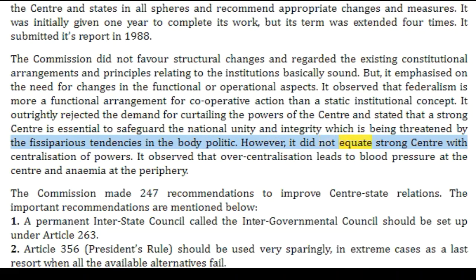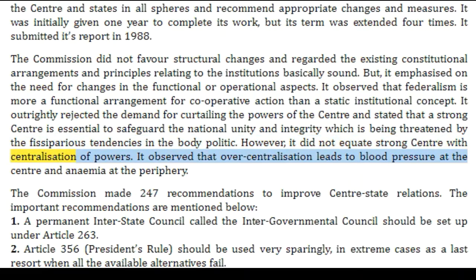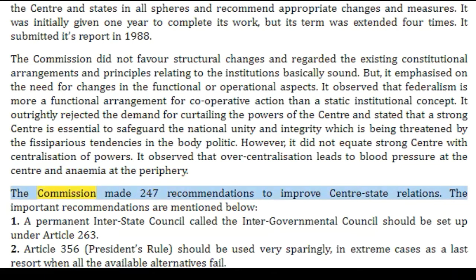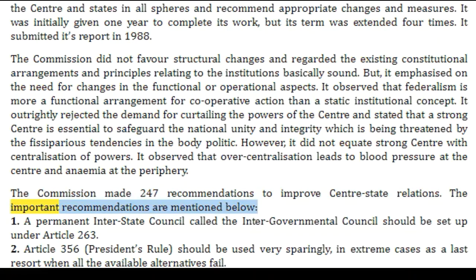However, it did not equate strong center with centralization of powers. It observed that over-centralization leads to blood pressure at the center and anemia at the periphery. The commission made 247 recommendations to improve center-state relations. The important recommendations are mentioned below.